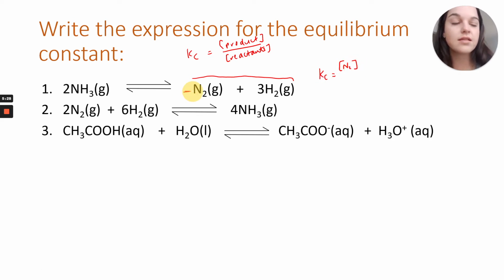There's nothing in front of that, so I'm not going to square it or anything. Times the concentration of H2. But I've got 3 moles of this in my reaction, so I'm going to do to the power of 3 up here. Now those are both gases, which is why they are present in my Kc. If I have a look at my reactants, also a gas, so I do need to include that.